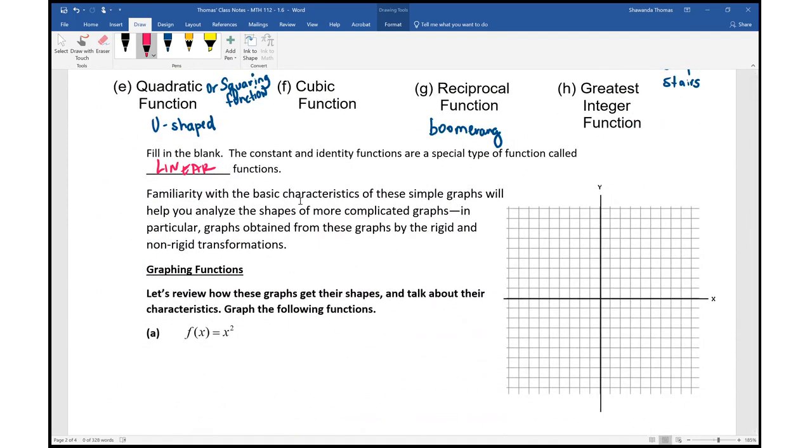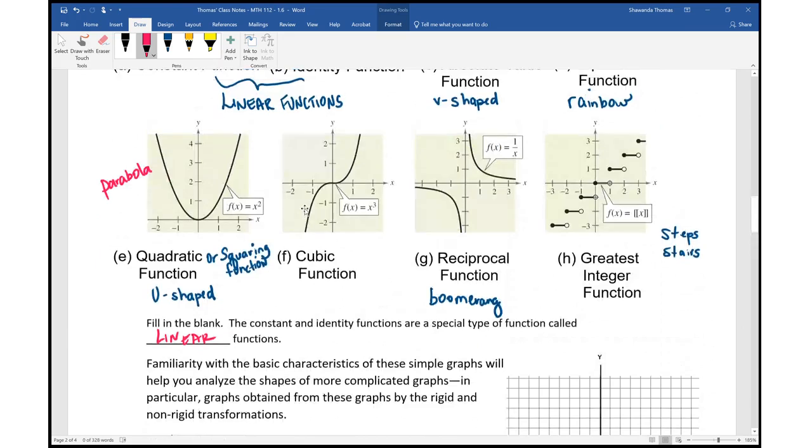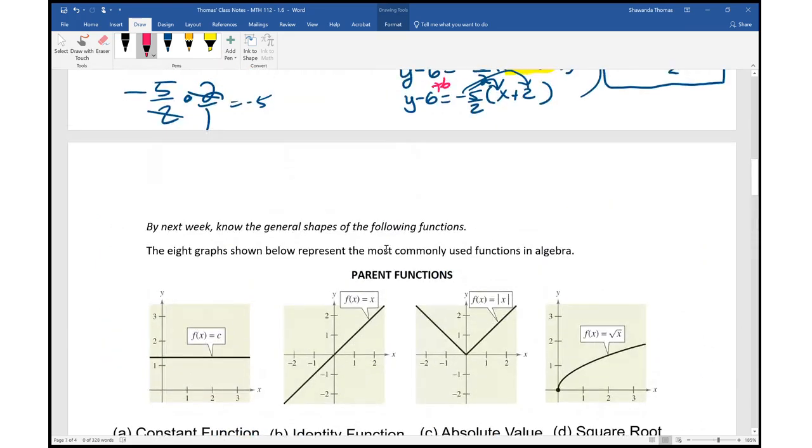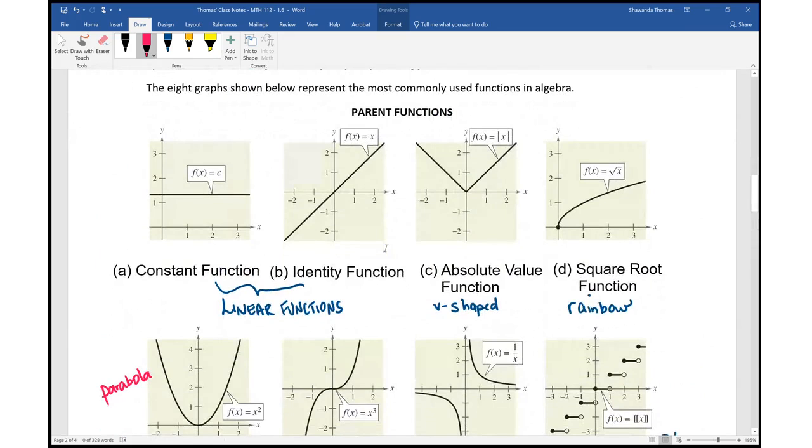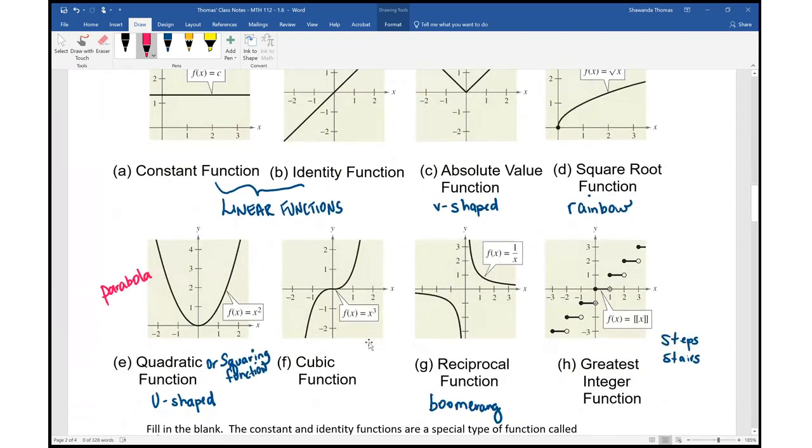Familiarity with the basic characteristics of these simple graphs will help you analyze the shapes of more complicated graphs. This is why I want you to memorize these parent functions, because these parent functions have children functions. It would be best if you knew the origins of those offspring functions. If you knew the parent functions, it'll be so much easier to understand where those functions got their shapes.